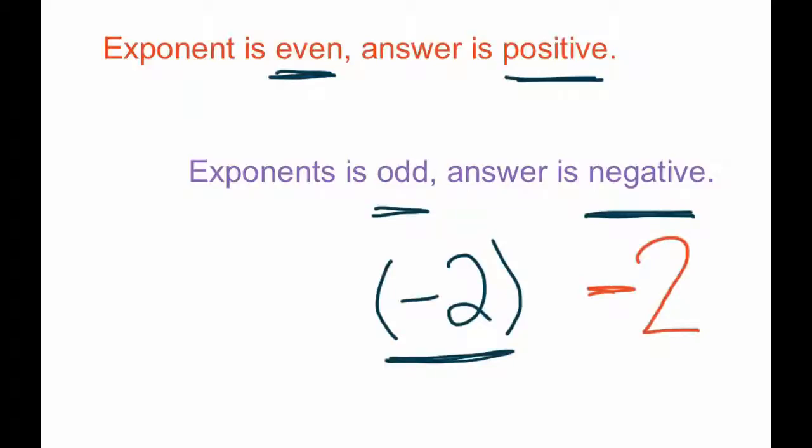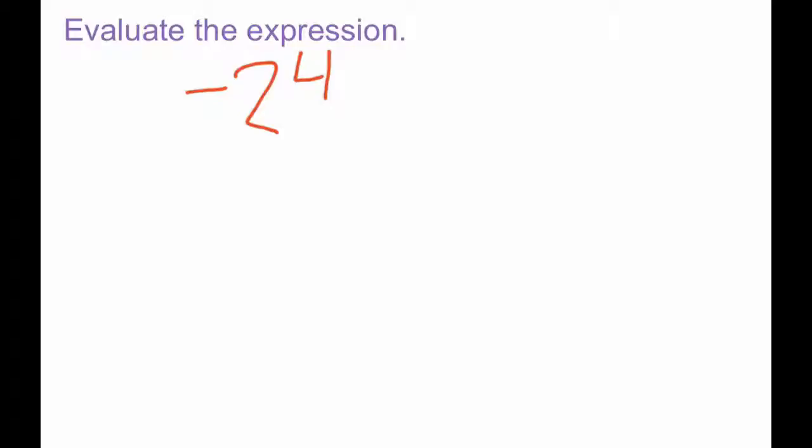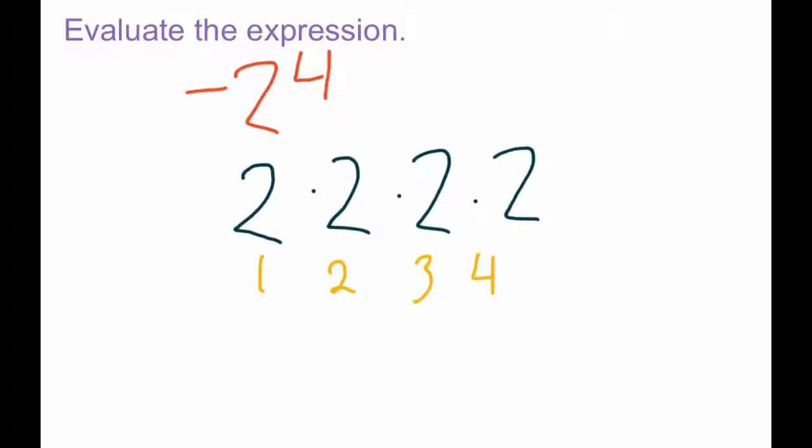Let's try an example where the negative is not in parentheses alongside the number. Here we have -2 raised to the 4th power. In this instance, 2 would be our common factor rather than -2. Because the exponent is 4, we will multiply 2 by itself 4 times.